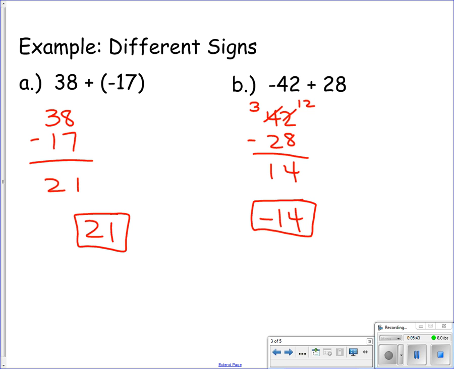Okay, and that is how you do it with different signs. Same sign, add them together and put that sign in front. Different signs, you subtract them and then put the sign from the greater absolute value. If you need to pause to finish writing it down, you can. Otherwise, I'm going to go to my next slide.